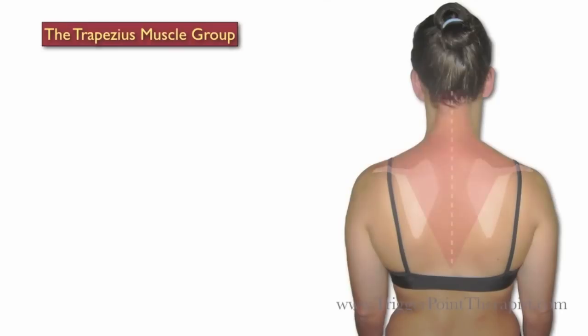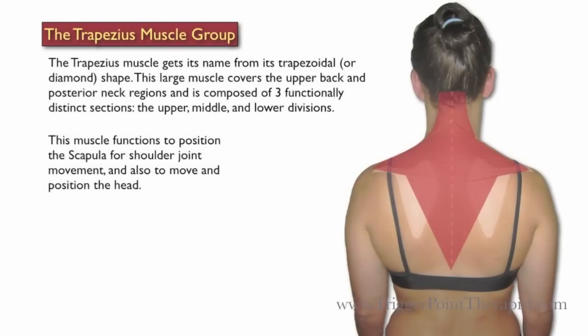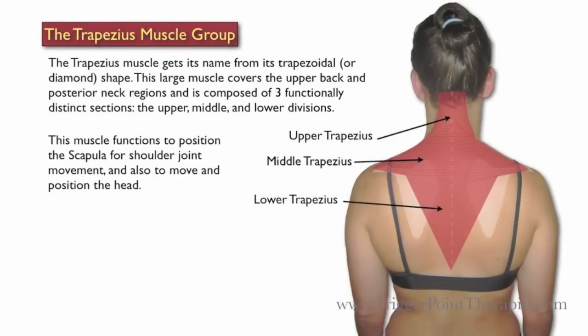The trapezius muscle group. The trapezius muscle gets its name from its trapezoidal or diamond shape. This large muscle covers the upper back and posterior neck regions and is composed of three functionally distinct sections: the upper trapezius, the middle trapezius, and the lower trapezius. This muscle functions to position the scapula for shoulder joint movement and also to move and position the head.